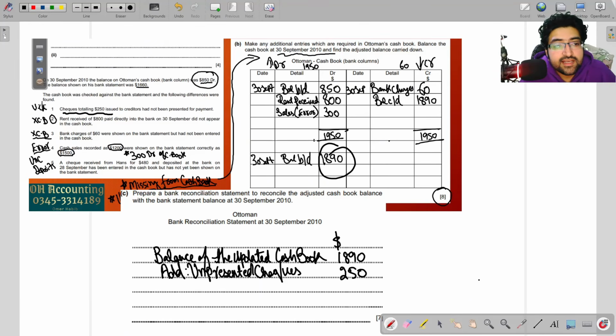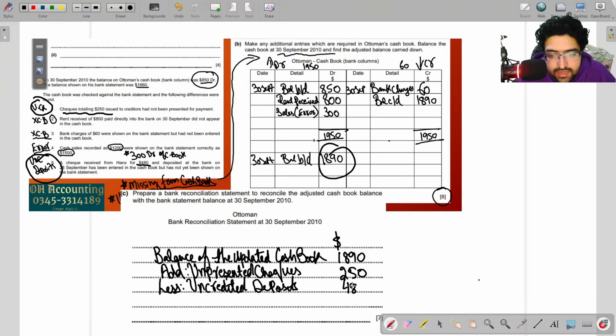This is the advantage of doing this earlier. I know we had just one unpresented check, so I have included that here. Now less uncredited deposits. Again, we had just one, as far as I remember. Let me check. Yes, we had just one. A check received from hands for 480. This was my uncredited deposit. So 480. Less means minus. Use brackets.